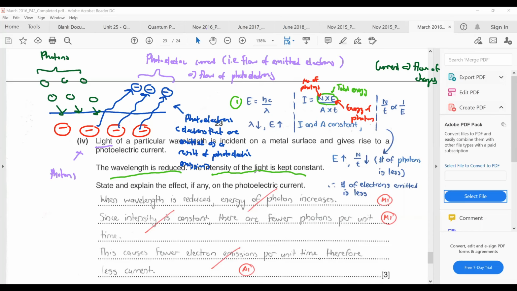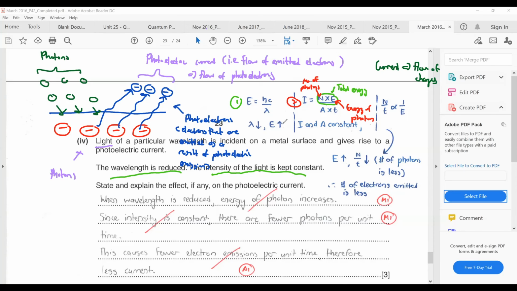So they tell you intensity is kept constant. That means I is constant, and you assume it's the same area. Area here obviously did not change, so I and A are constant. You eventually come to this conclusion, right? N over T is inversely proportional to E. So this is the second relation that you need to know. N over T is inversely proportional to E.